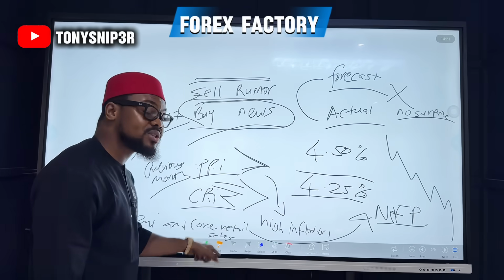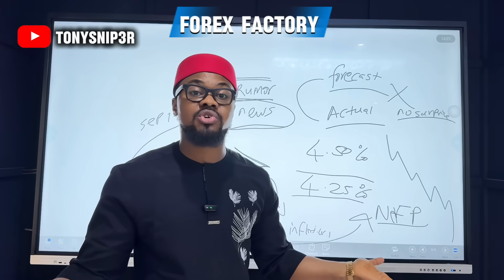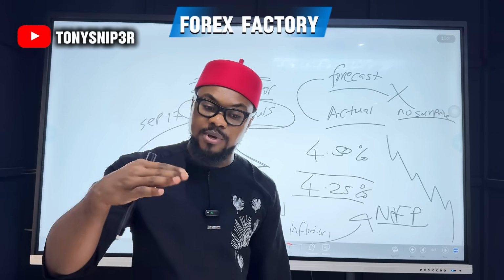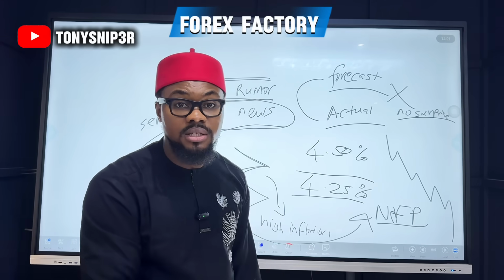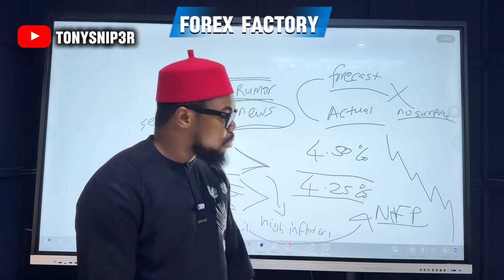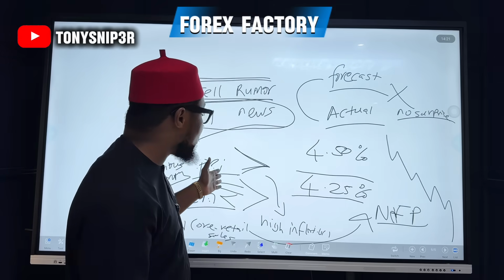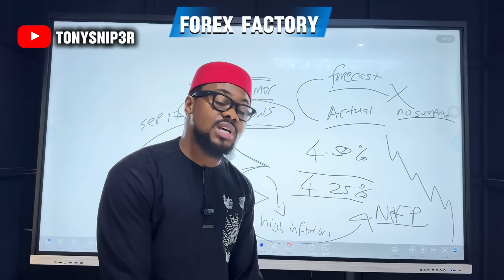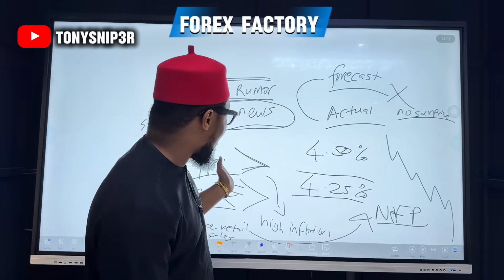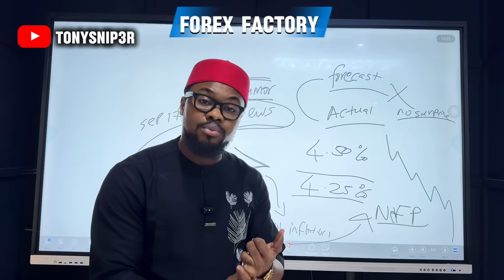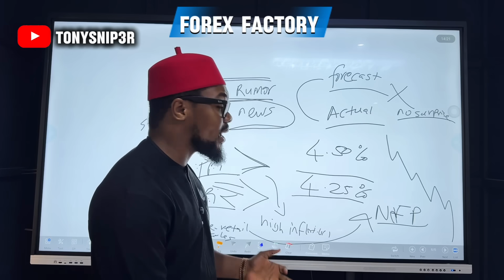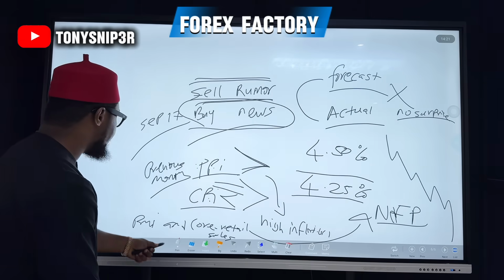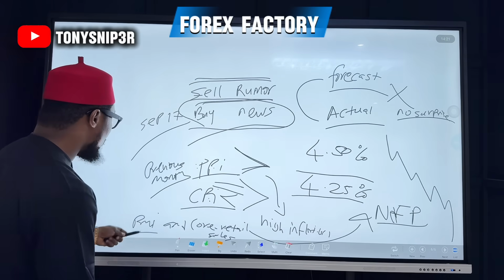Core retail sale. Because what is core retail sale? Core retail sale measures consumer spending. So if inflation is high, of course, you know consumer spending will reduce if average earnings or wages are not being increased. But if the inflation is being controlled, of course, consumers will have more money to spend because prices of goods and services are not increasing. PPI stands for Producer Price Index. CPI, Consumer Price Index. As simple as possible. Core Retail Sale, PMI, Purchasing Manager Index. What is PMI?